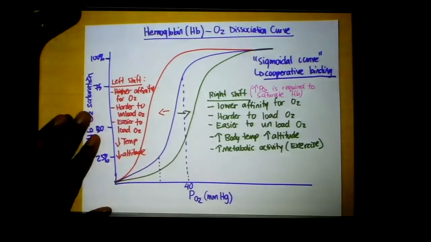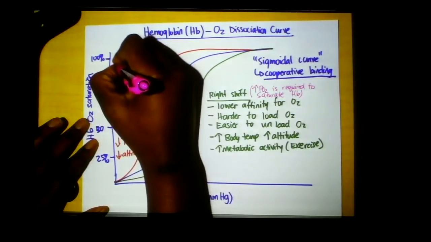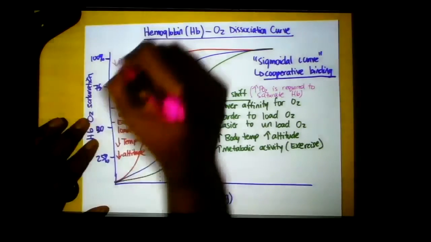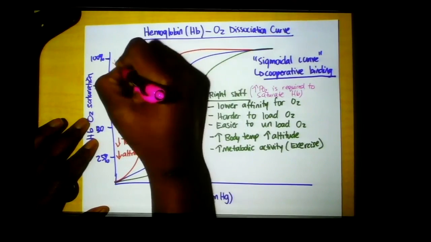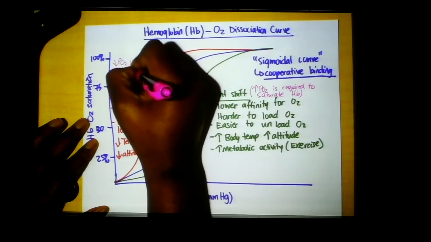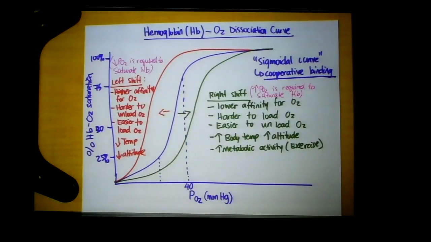At a left shift, this is the opposite, right? We can here afford to have oxygen binding tightly to hemoglobin because we just don't need it that much in the tissues. And so we need a lower partial pressure required to saturate hemoglobin here. Okay? All right, I hope that makes sense. And we're going to go on to speak about some other scenarios that shift this curve to the left and to the right.